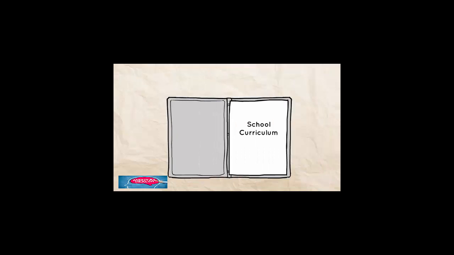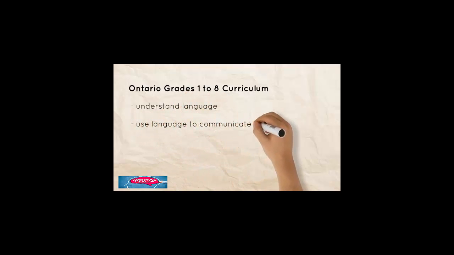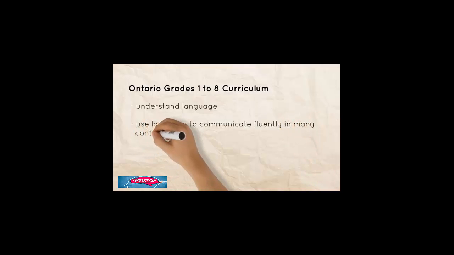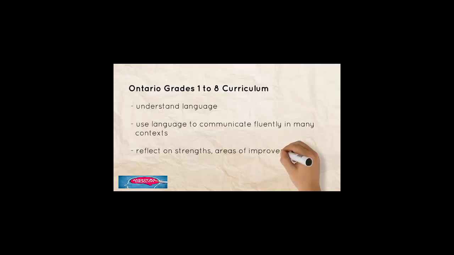In most curriculums, goals related to oral language, reading, and writing are included. For example, the Ontario Grade 1 to 8 curriculum includes goals focused on understanding written and oral language, using written and oral language to communicate clearly, fluently, and in a variety of contexts, and reflecting on strengths, areas of improvement, and strategies for listening, communicating, reading, and writing.